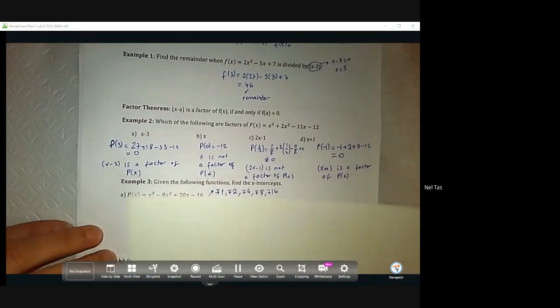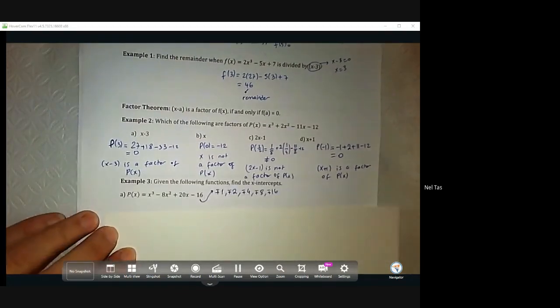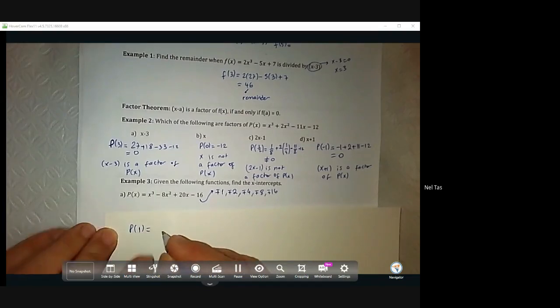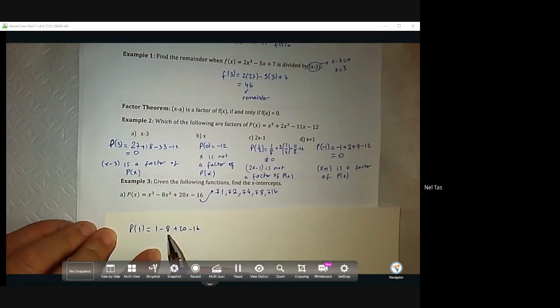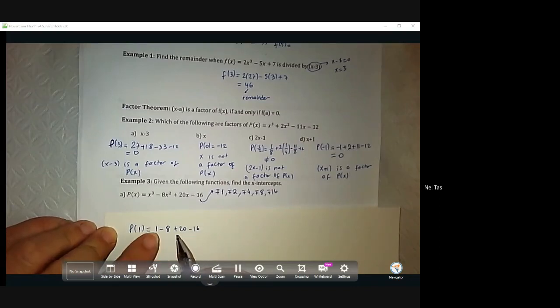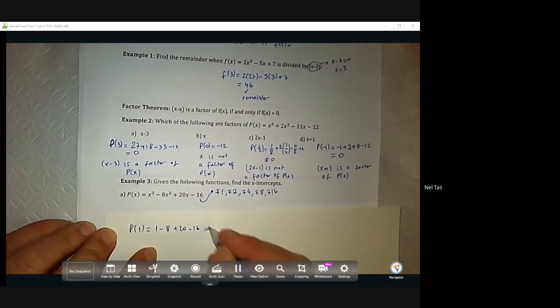Maybe I will do it on a separate piece of paper here, okay? So we are substituting 1. So what do we get? 1 minus 8 plus 20 minus 16. The easiest way is collecting positive numbers and negative numbers to see if we are getting 0. In this case, we get positive 21 minus 24. So this is not equal to 0.